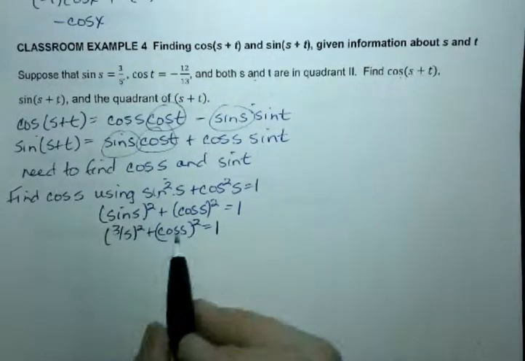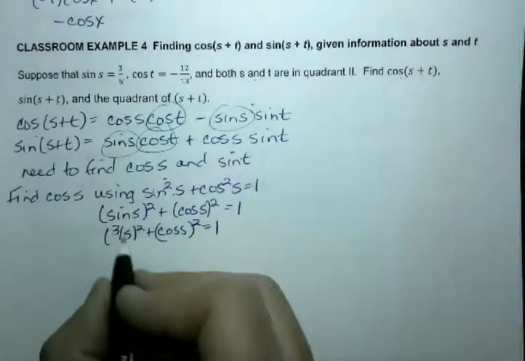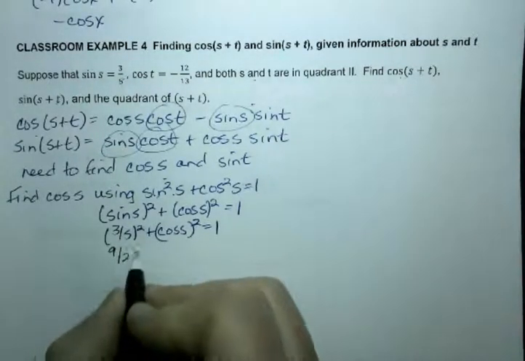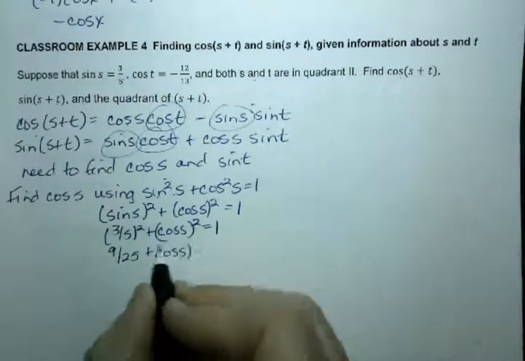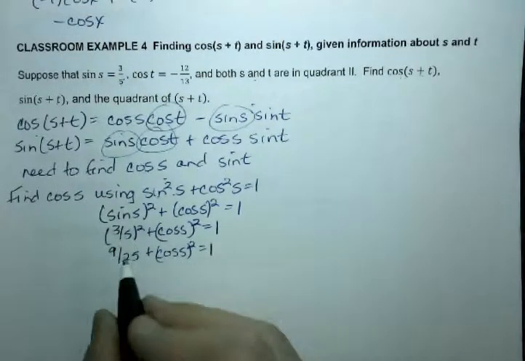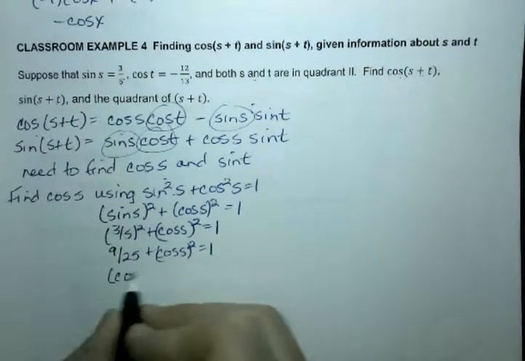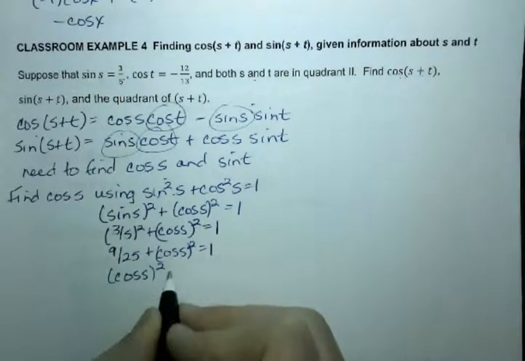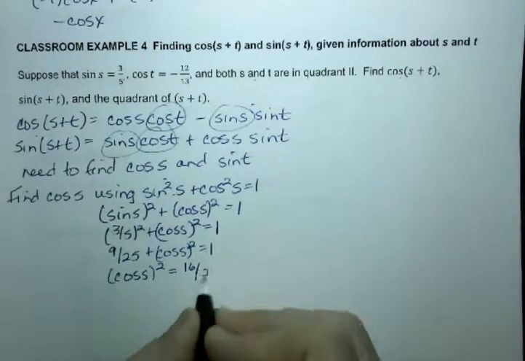I'm going to solve this for the cosine of s squared, and then I'm going to take the square root of each side. Simplifying over here, 3/5 squared is 9/25. Then I'm going to subtract the 9/25 from each side. That's going to give me cosine of s squared equals 1 minus 9/25, which would be 16/25.